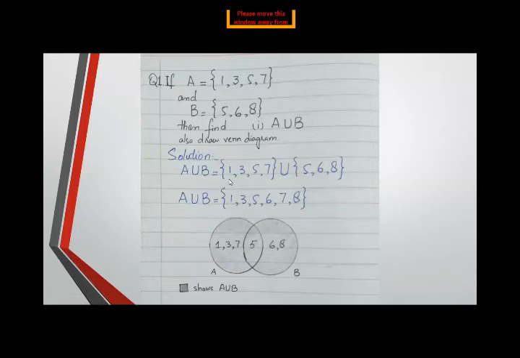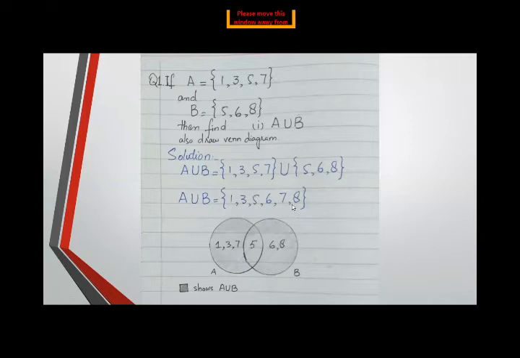Then we write here set A, which is 1, 3, 5, 7. Then we place a union sign. We write the second set, which is 5, 6 and 8. Now from the definition of union, we place all the elements in a single set. Elements which are repeated in both sets, we write once, and we write all the remaining elements in a single set.